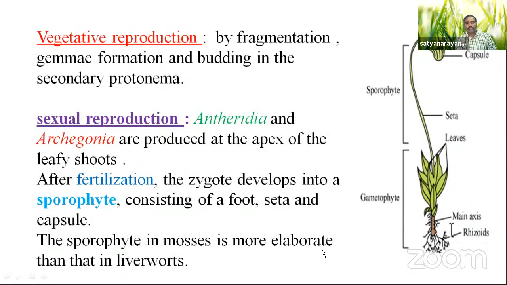In bryophytes, the mosses are well developed compared to the liverworts and then the hornworts. So the mosses are well developed when compared with the other two classes.